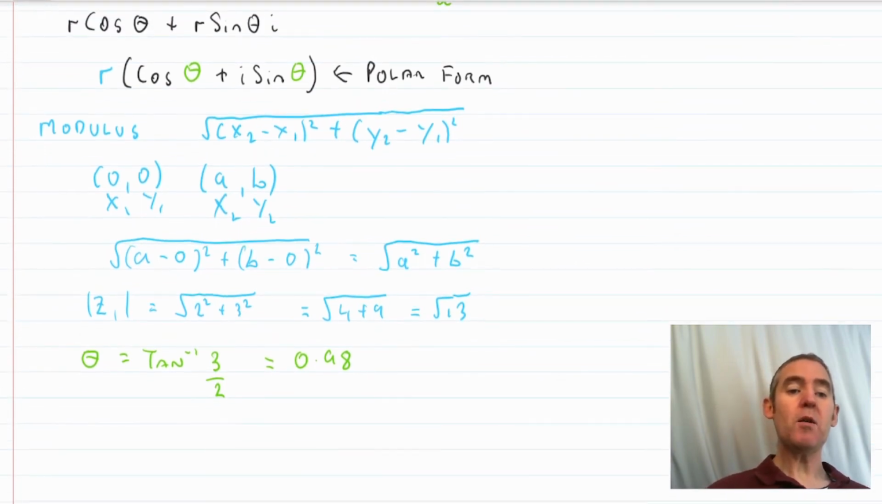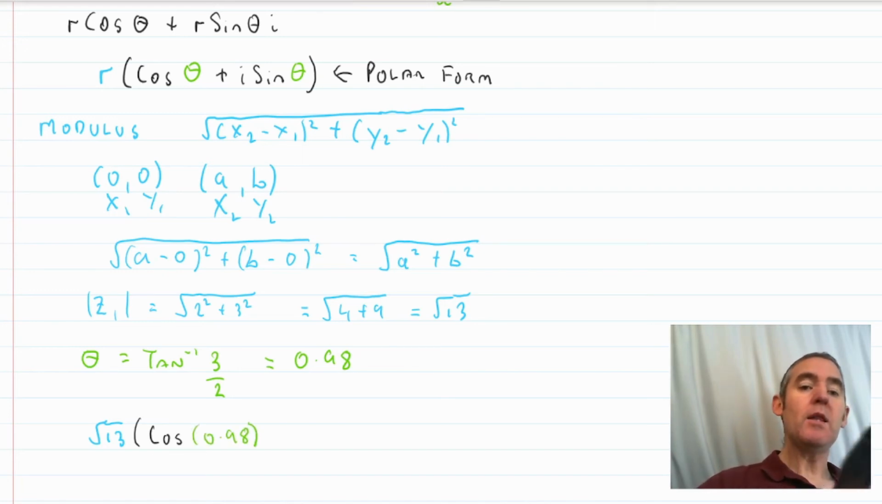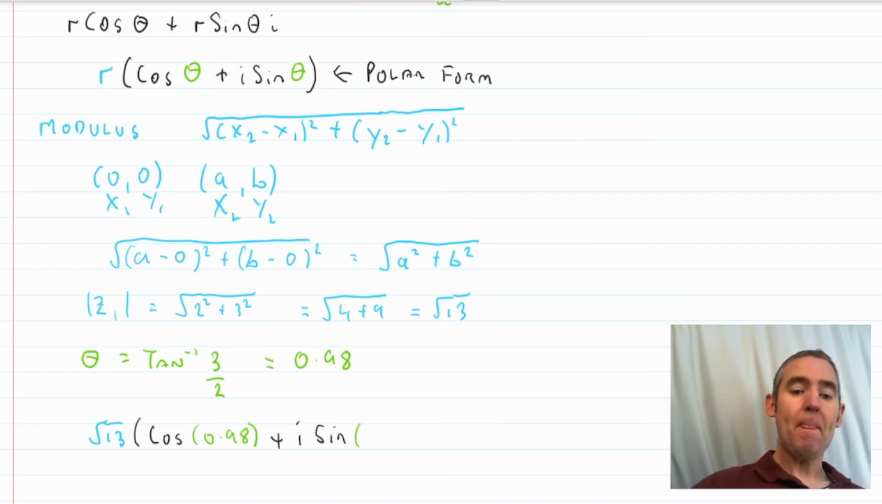So to represent it in polar form, we're going to put the modulus first, so the square root of 13, and then it is cos of the argument, and the argument in this case is 0.98, and then it's plus i sine of the argument. So that is 2 plus 3i in polar form.